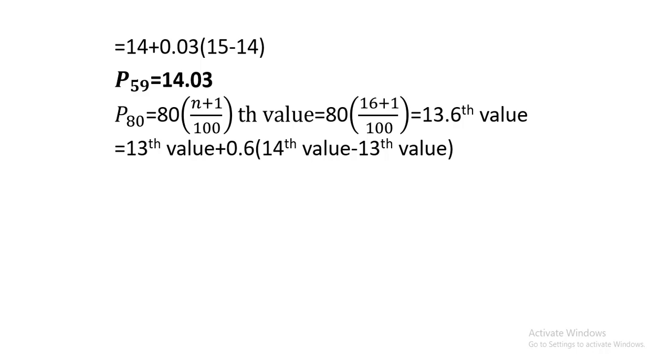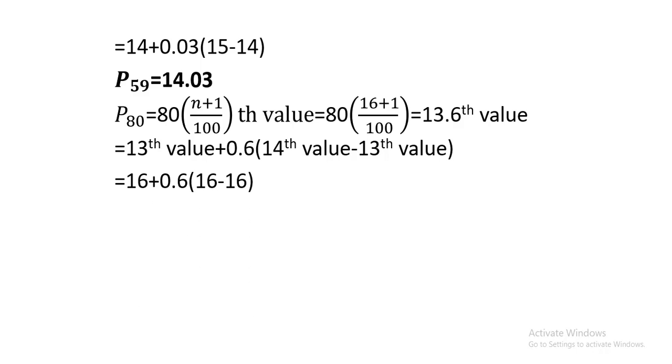Then we are asked to find P80, that is the 80th percentile value. So the formula is 80 into (n plus 1) divided by 100, which gives me after simplification the 13.6th value. Now the 13.6th value is calculated as the 13th value plus 0.6 into (14th value, which is rounding after, minus 13th value, before rounding). So 14th minus 13th value.